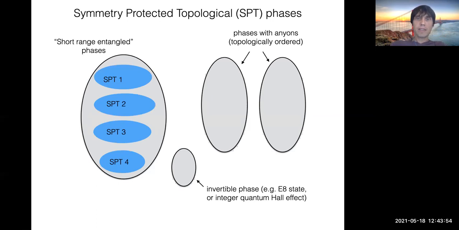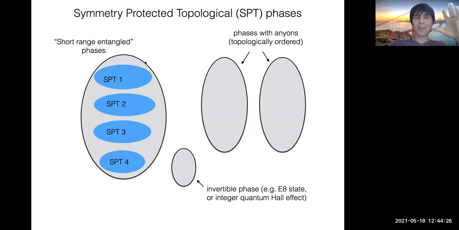However, the nice thing that was noticed, or formalized, maybe 10 years ago, although it was actually noticed by Haldane a lot earlier, is that if you include symmetry, so if you restrict yourself to looking at Hamiltonians which commute with a certain external symmetry, then there's actually something interesting that happens even in this boring world of short-range entangled phases. So no anyons here.